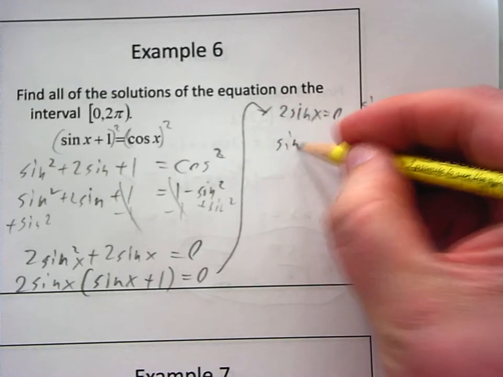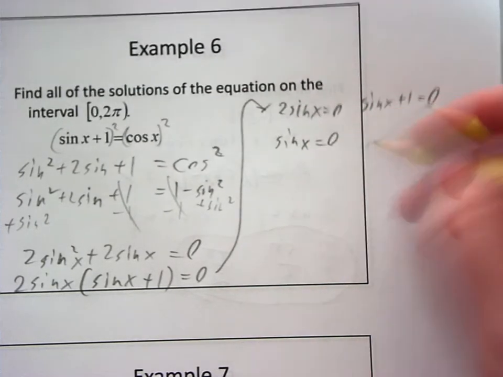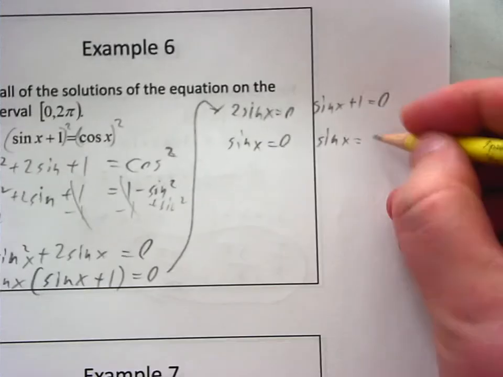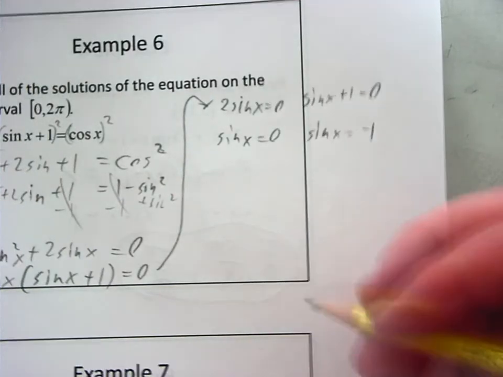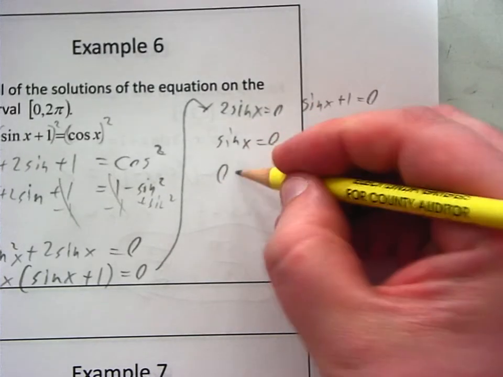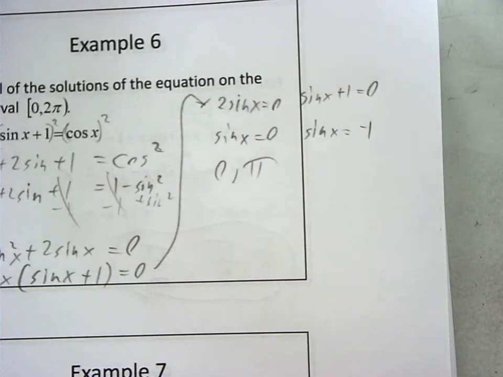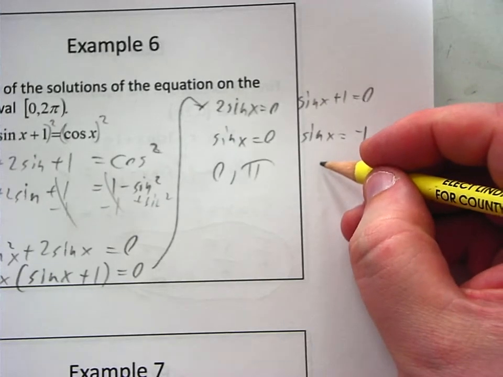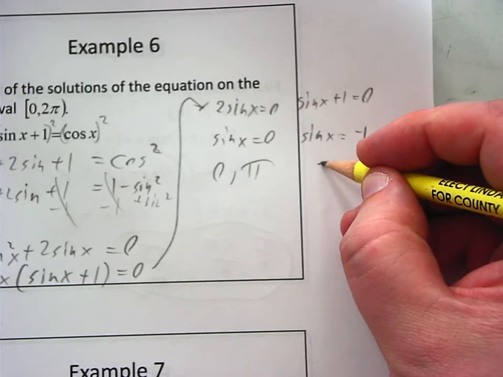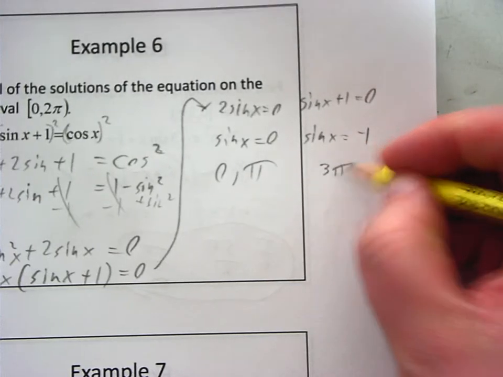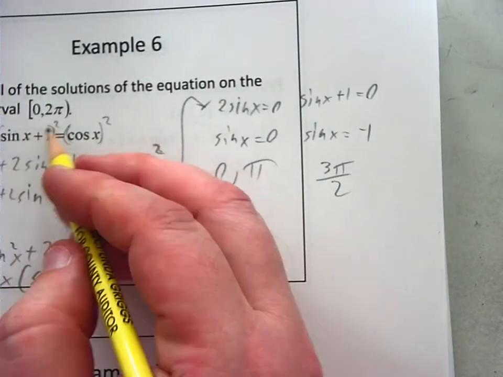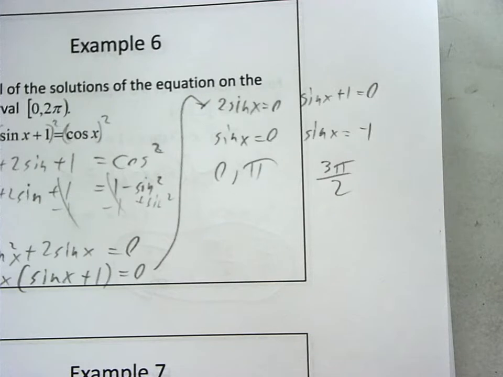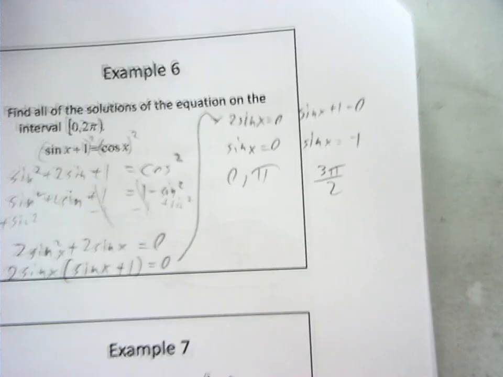So this sine of x is going to be equal to what? 0, just divide by 2. This sine of x is going to be equal to negative 1. Okay? When is sine of x 0? 0 and pi. When is sine of x negative 1? Three pi over 2. Right? But it does say between 0 and 2 pi, so you do get your answers in there. So I don't need the plus 2 pi n, or any of that stuff. But I do need to check these answers.